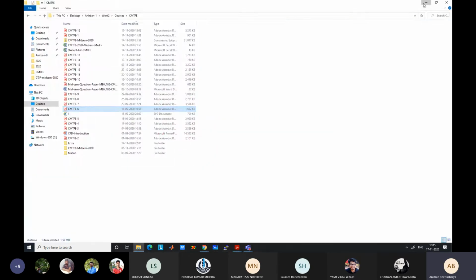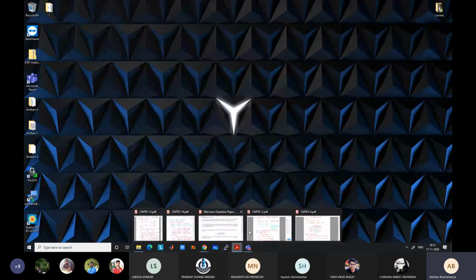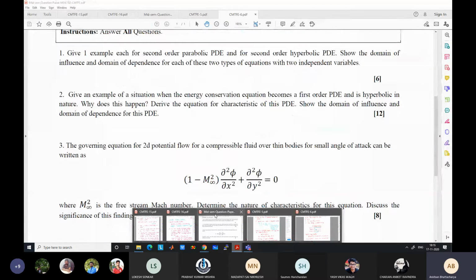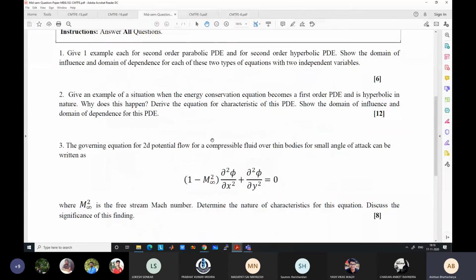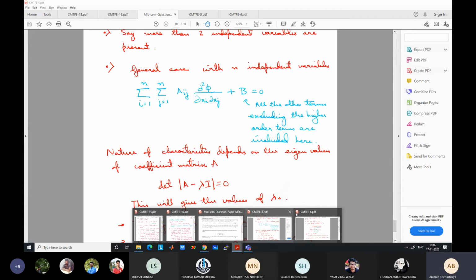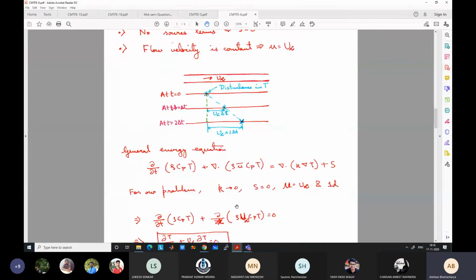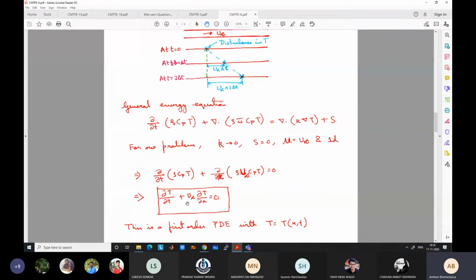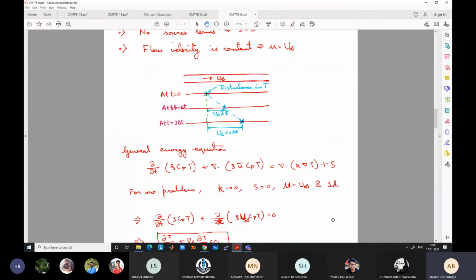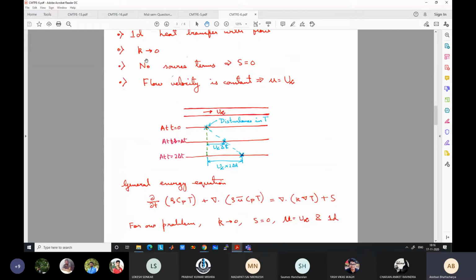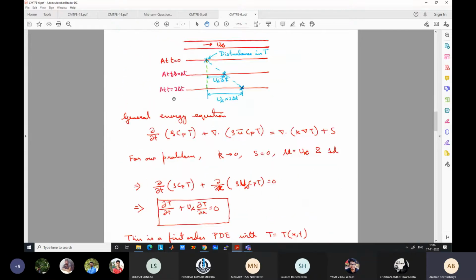So with these assumptions, you can formulate the Navier-Stokes equation in a simplified form as shown here: ∂T/∂t + U ∂T/∂x = 0. It is expected that you should come from the general equation, and based on these assumptions you formulate this equation.